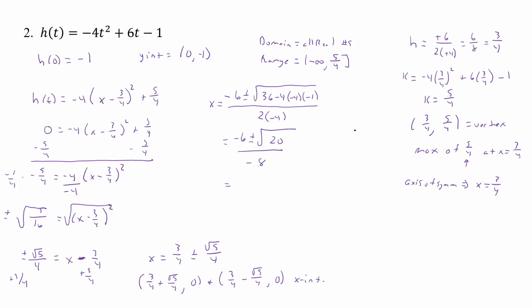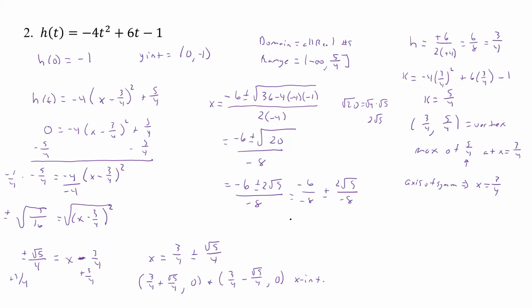All right, well, 20, if you think about that, the square root of 20 is equal to the square root of 4 times the square root of 5, and the square root of 4 is 2. And so what we can do is we can write this as negative 6 plus or minus 2 square root of 5 all over negative 8. Now, if we split it into two fractions, kind of like we did here, that gives us negative 6 over negative 8 plus or minus 2 square root of 5 over negative 8.